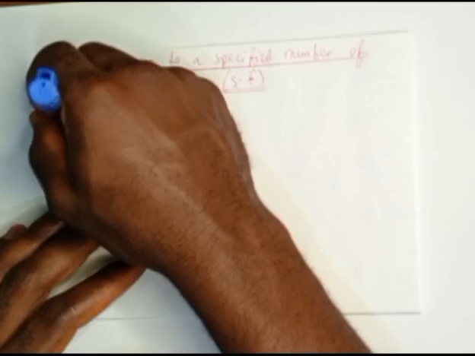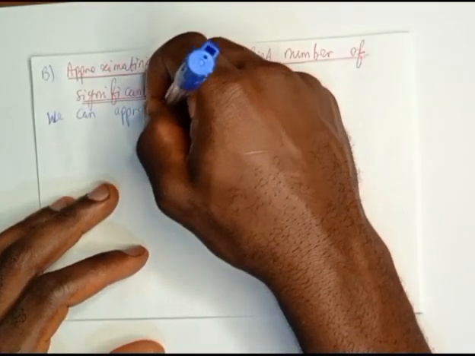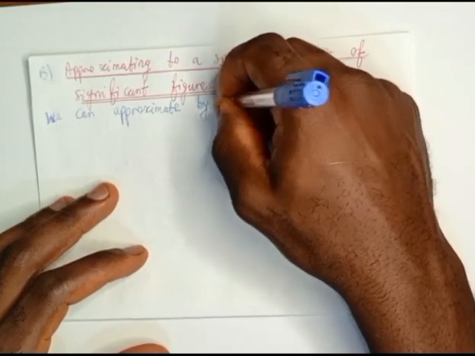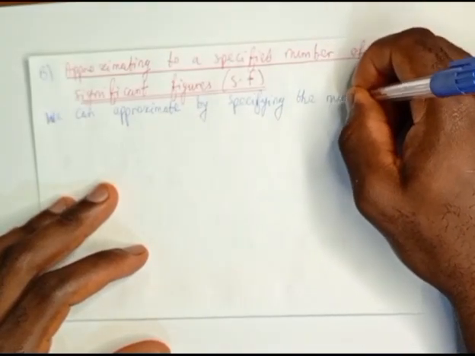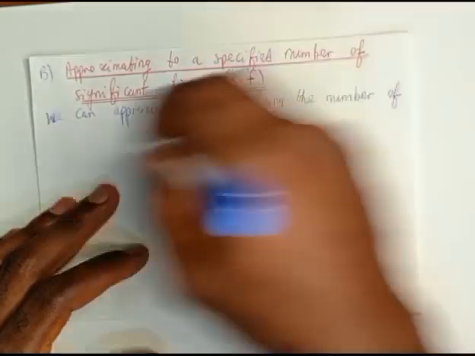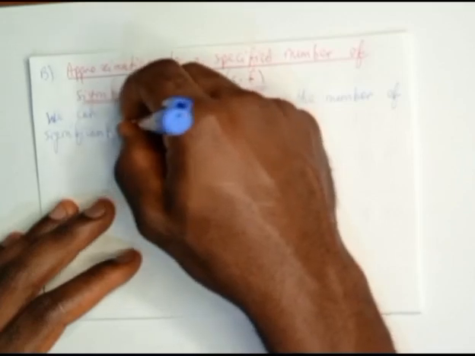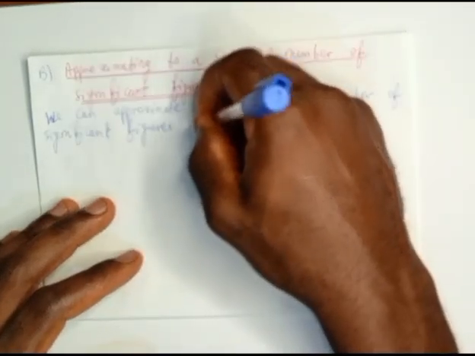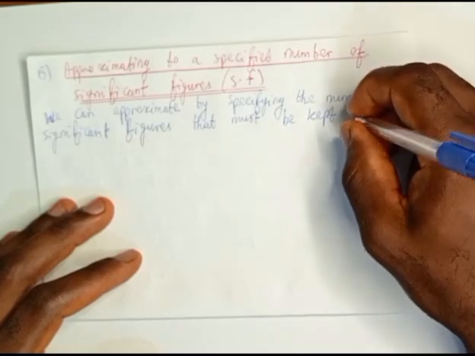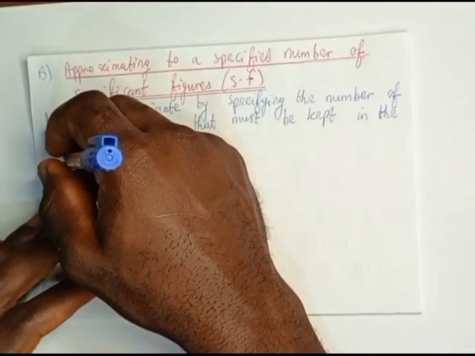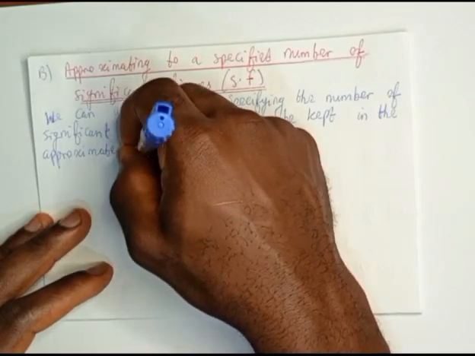Let's take this down. We can approximate by specifying the number of significant figures that must be kept in the approximated number.